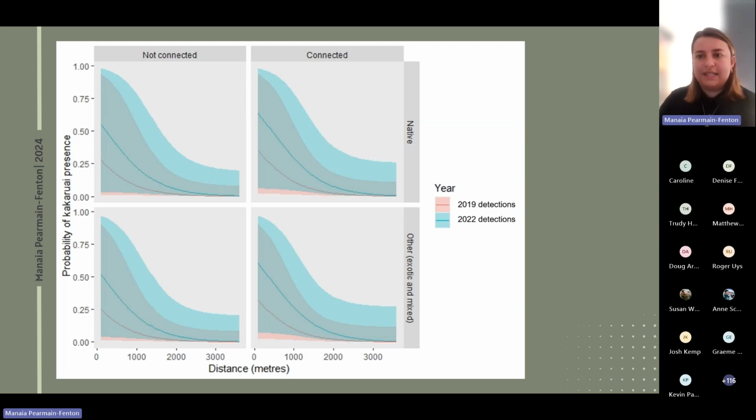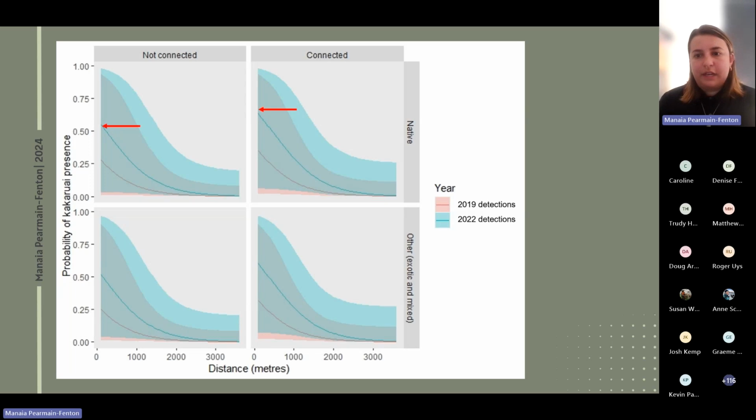So in areas of native habitat, the top 2 here, we can see that kakaruwai presence was slightly higher in connected habitats rather than in disconnected ones. So top right is connected, top left is sites that were disconnected.